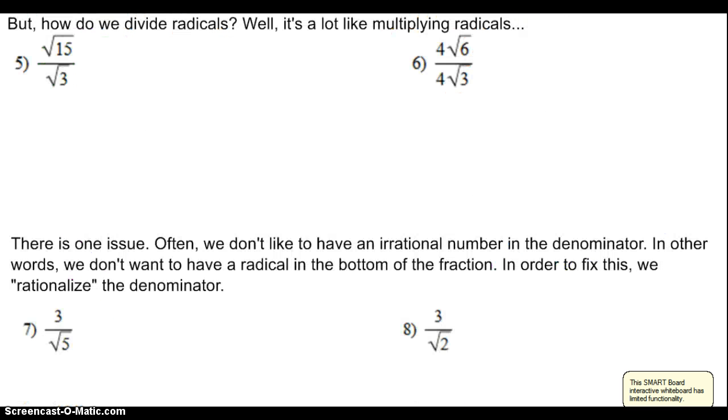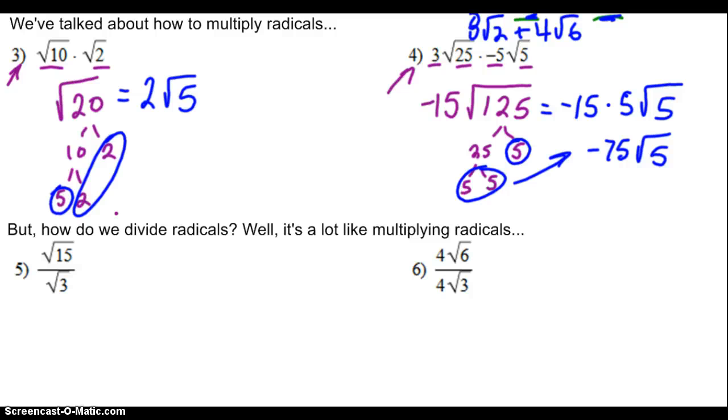So it's time for something new. How do we divide radicals? Well, it's a lot like multiplying radicals. Look back to question 4, where we multiplied 2 radicals together. In question 4, we multiplied the numbers on the outside of each radical, the 3 and the negative 5, and we multiplied the numbers on the inside of each radical, the 25 and the 5. Well, it's going to be pretty similar with dividing radicals.